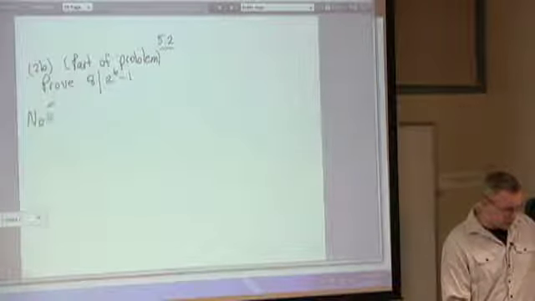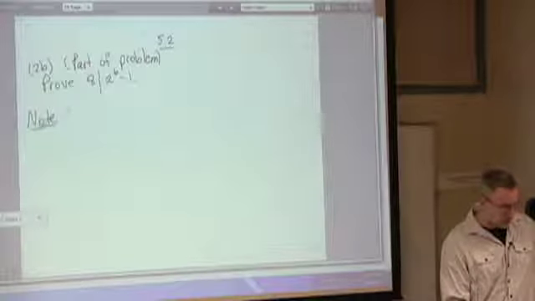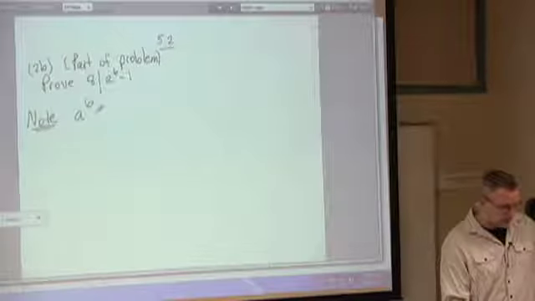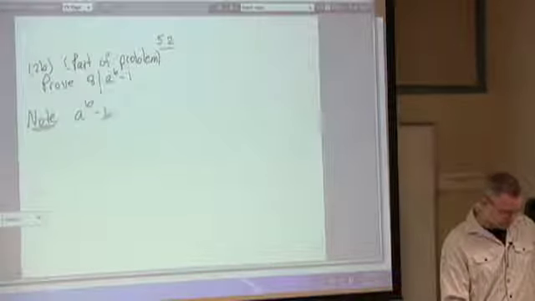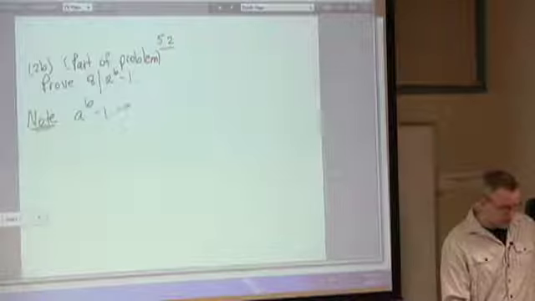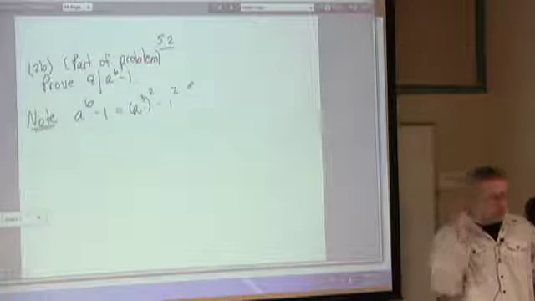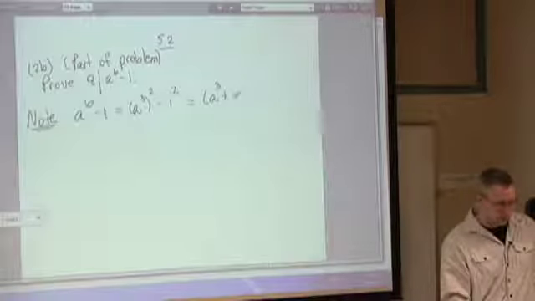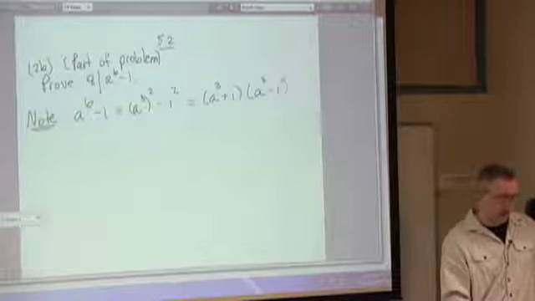I'm going to tell you this just because I think this is actually a really pretty cool solution. Okay, so a to the 6th minus 1 is the same thing as, I may have written this for you yesterday, a cubed squared minus 1 squared, right? That's definitely true. This is a difference of squares, so you can factor this as a cubed plus 1 times a cubed minus 1.